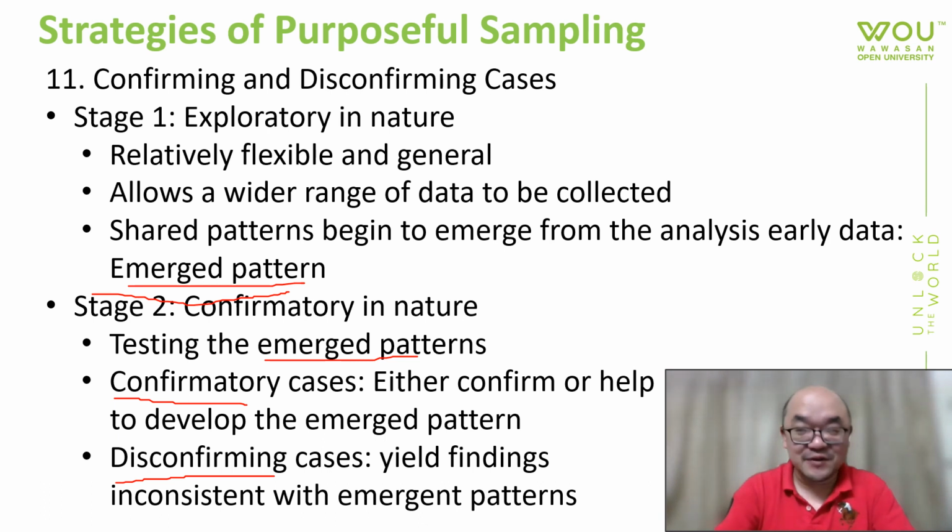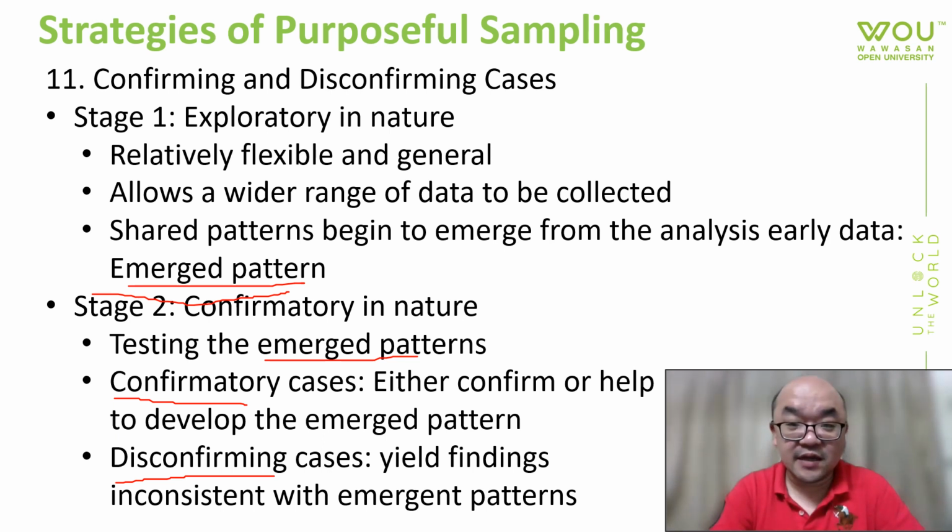Where there are two stages, you look at the initial one where you remain flexible about everything, then from the emergent pattern you decide what to do for the next stage. The difference is that in confirming and disconfirming sampling you still do purposeful sampling, something closer to the topic that you are studying. Number two is that both confirmatory and disconfirmatory cases are essential here. Both of them help you fine-tune the emergent pattern or the data that actually comes out.